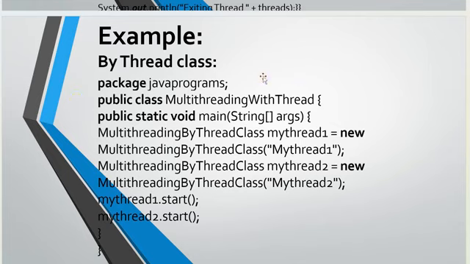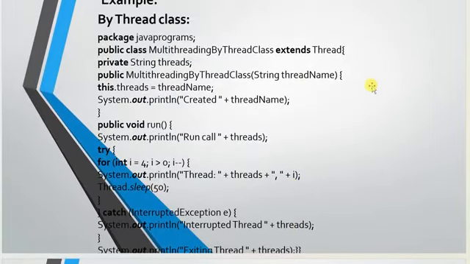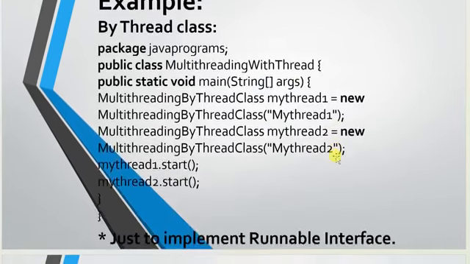So in another class, inside the main method, multi-threading, we are creating an instance of that by using the new keyword, and we are passing one string there. That string will be passed to here. So thread 1 and thread 2, these two threads we have just created.